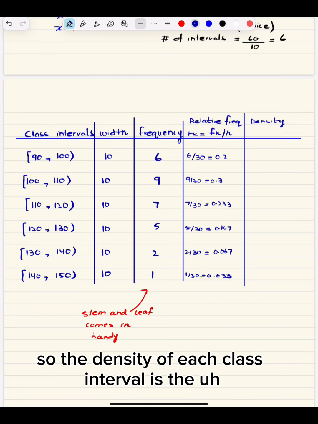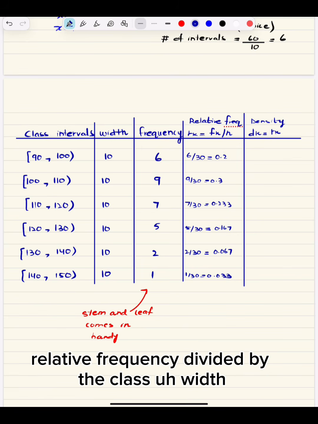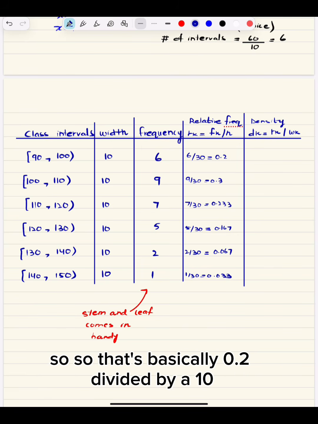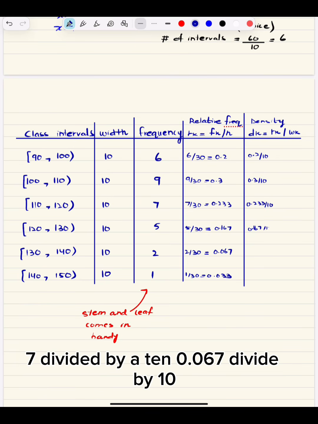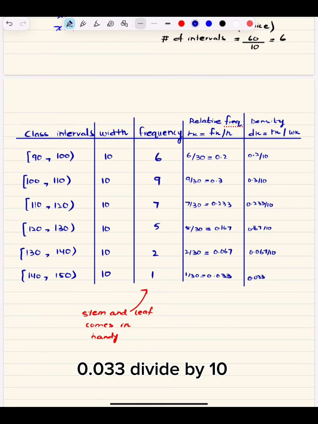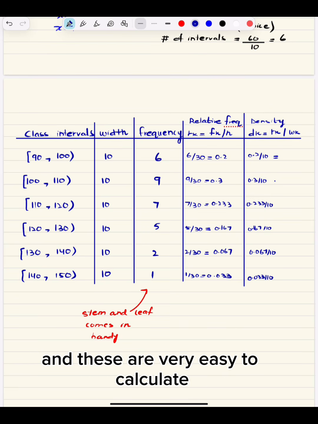So the density of each class interval is the relative frequency divided by the class width. So that's basically 0.2 divided by a 10, a 0.3 divided by a 10, 0.233 divided by a 10, 0.167 divided by a 10, 0.067 divided by 10, 0.033 divided by 10, and these are very easy to calculate.